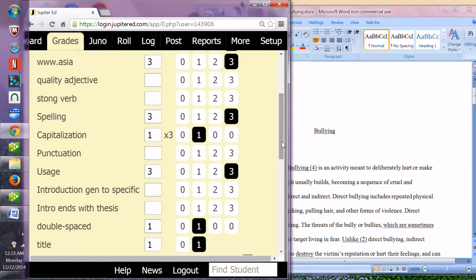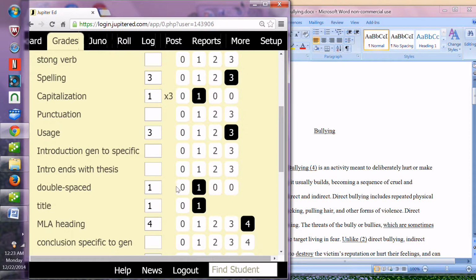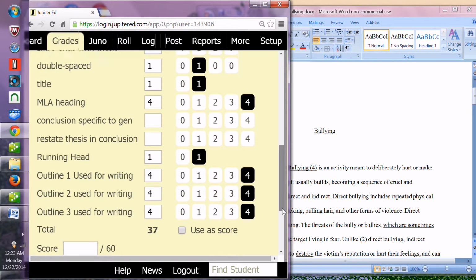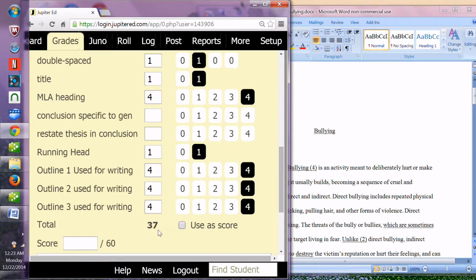And our objective for this week is going to be to work on the introduction, writing your thesis statement, and writing your conclusion. You have it double-spaced, you have your title, you have your MLA heading, you have your running head. I can tell that you used your outline for writing. And so right now, before you even start the second process, you have 37 out of the 60 points.